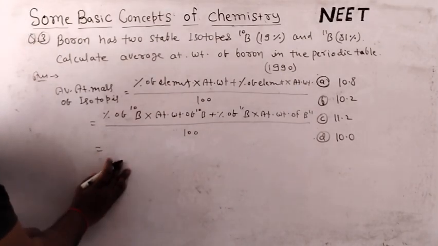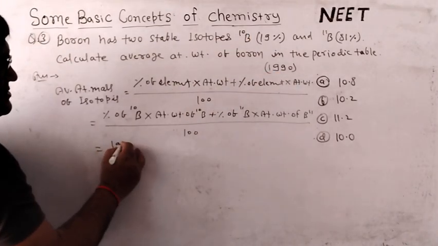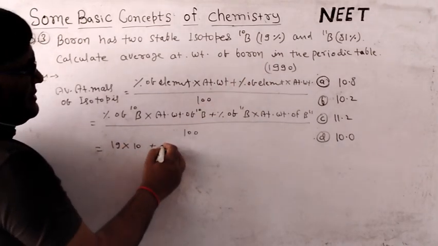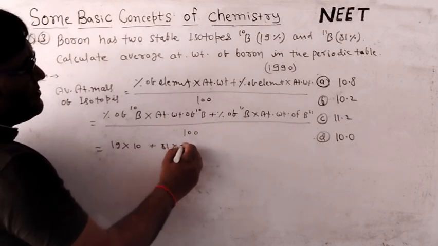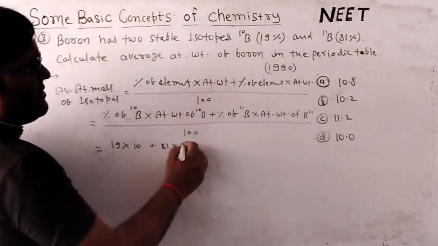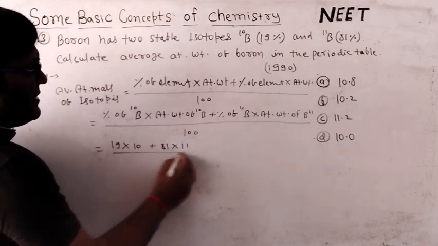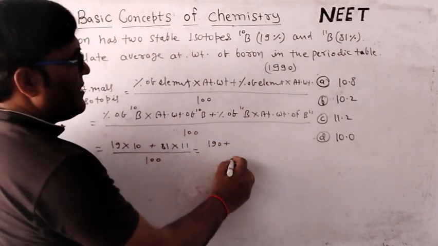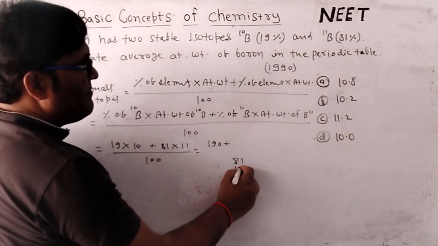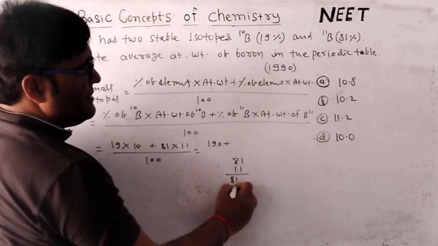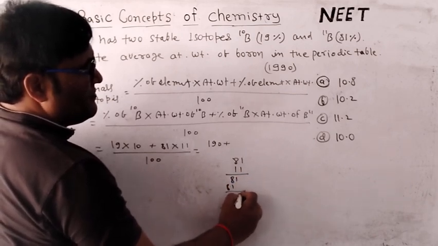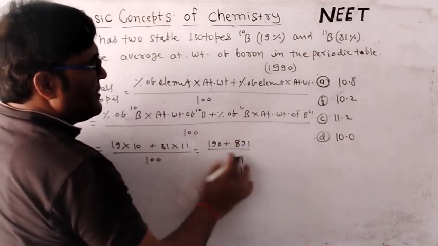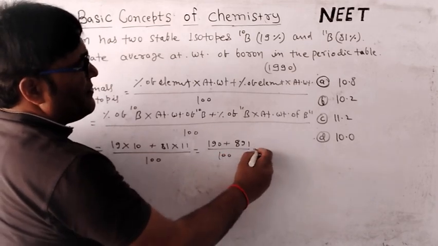Now, percentage of boron is how much? 19% multiplied by atomic weight 10 plus percentage of boron is 81% and multiplied by atomic weight 11 divided by 100. Now, 190 plus 81 multiplied by 11. Here 81. Now 891 divided by 100.